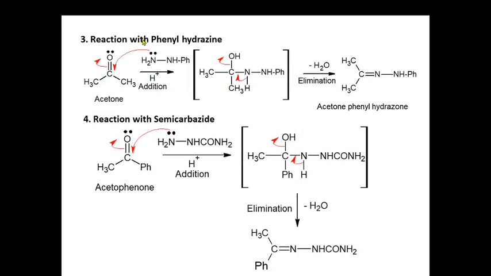Third, we are going to take phenylhydrazine. Here is the phenylhydrazine, and you get this intermediate. Group G is NHPh. The same nucleophilic attack takes place on the carbonyl carbon. It opens, and you get this intermediate, which undergoes dehydration to form acetone phenylhydrazone. So group G is NHPh. The next is semicarbazide. In semicarbazide, group G is nothing but the urea group. You will get an intermediate, which will further undergo elimination to form acetophenone semicarbazone.